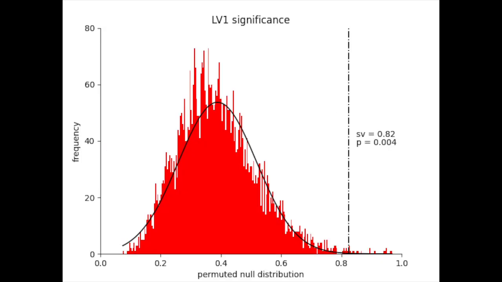To test for the significance of the first eigenvalue, we ran 5,000 permutations resulting in the present null distribution, against which the original singular value, which is 0.82, was compared. As you can see, the result was highly significant.